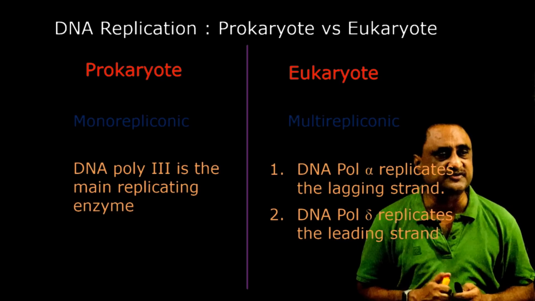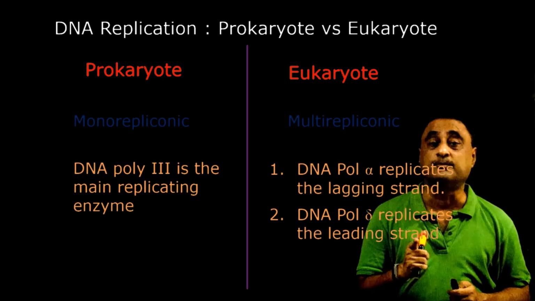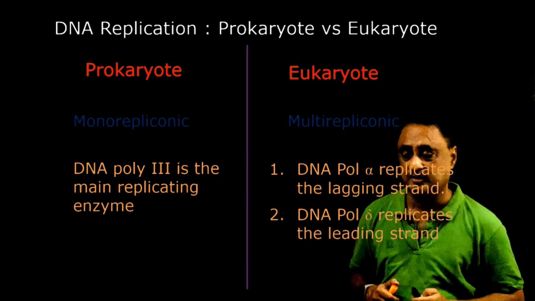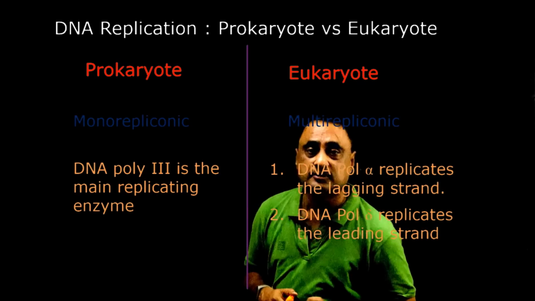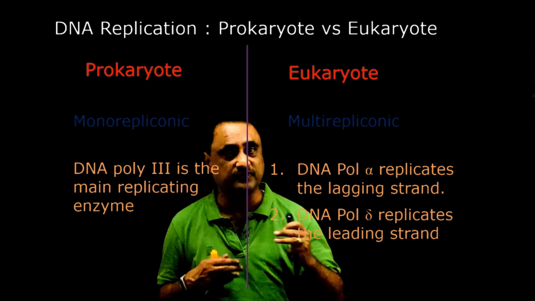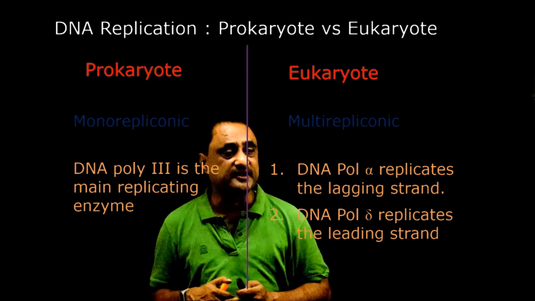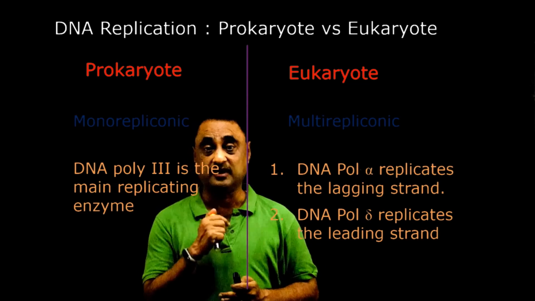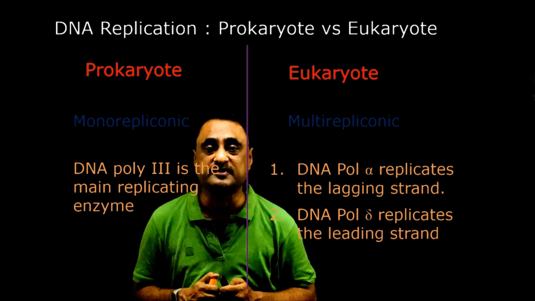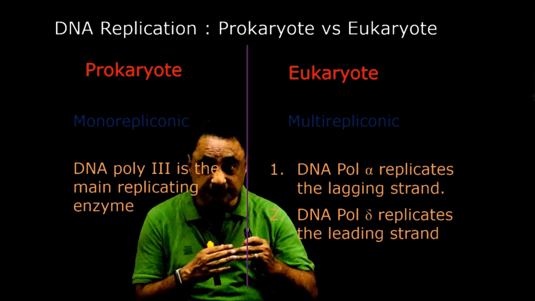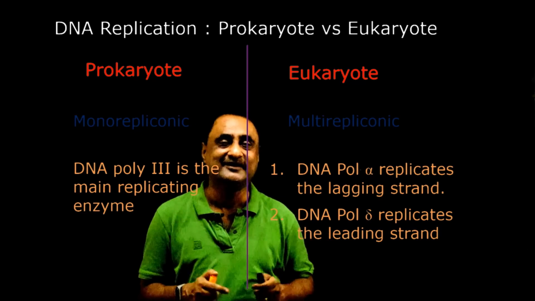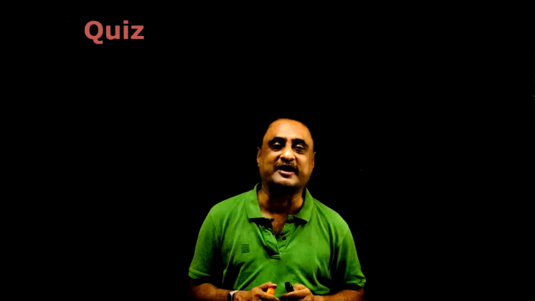Another big difference is that DNA polymerase 3 is the main replicating enzyme in prokaryotes. But as far as the eukaryote is concerned, we have a set of replicating enzymes. For instance, in the case of the lagging strand, it is DNA polymerase alpha. In the case of the leading strand, it is DNA polymerase epsilon that is actually being utilized. So there are different types of DNA polymerase for the two strands, that is leading and lagging. So this is how we can differentiate between prokaryote and eukaryote.